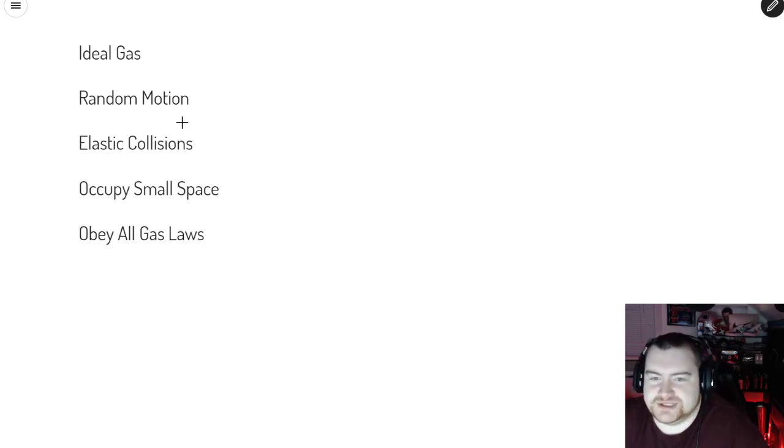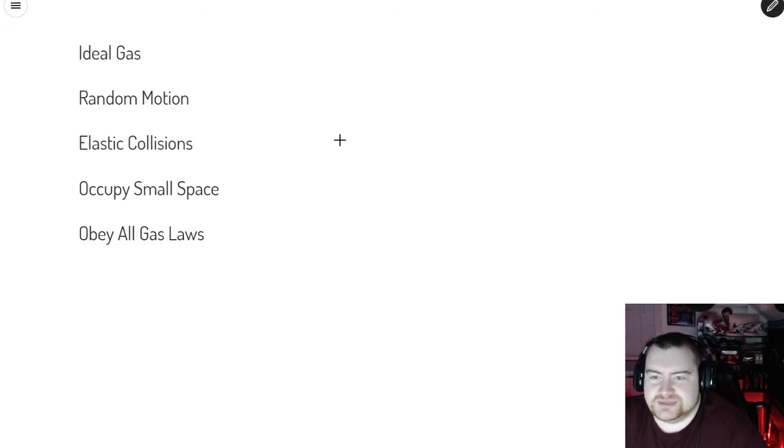So the first is going to be random motion. The gas, while it's moving around inside the container, is going to be randomly moving in any direction. There's not some guy with a steering wheel deciding where the gas molecule is going. It's completely random and will continue to be completely random after it collides with other molecules or it collides with a wall or whatever type of container that the gas is in.